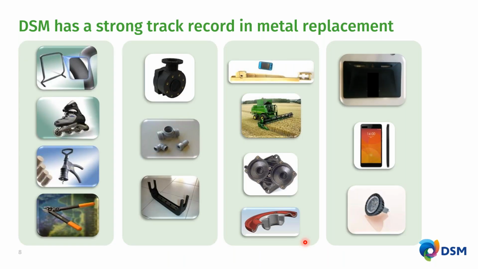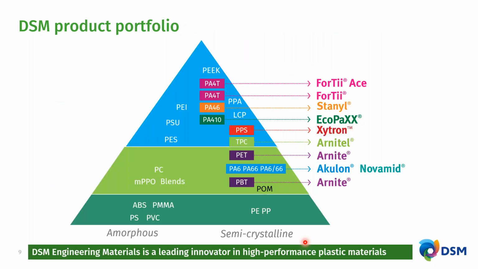DSM has a strong track record in metal replacement. So whether you look at consumer good segments or water management or electrical electronic segments, I just tried to put together some of the pictures of the applications where we could successfully replace metal with plastics. We have a very broad, extensive portfolio of semi-crystalline engineering plastics, right from polyamides, PPAs, PPS, and polyesters. And DSM is a leading innovator in high performance plastic materials.